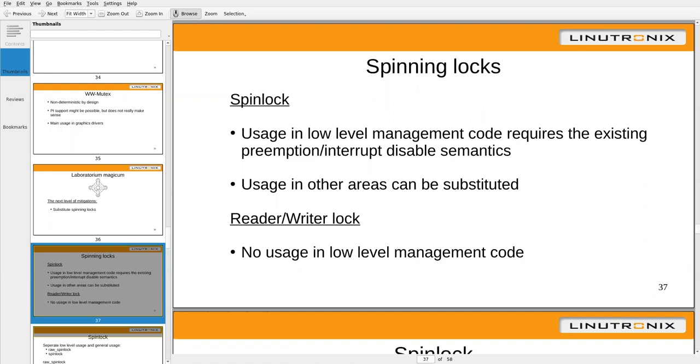I mean, it would be funny to think about scheduling in the scheduler. Might be something interesting for academics, but I'm not too interested in figuring it out. But in most other areas, they can be substituted by something else under a few assumptions we make. Reader-writer locks, there's no usage in low-level management code. There was early on, but we fixed that and it went away, thankfully.